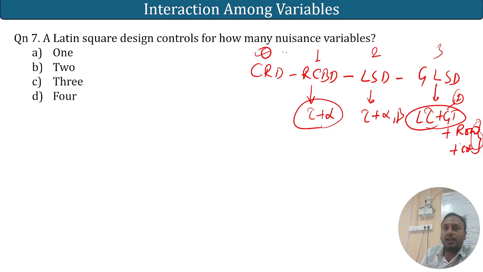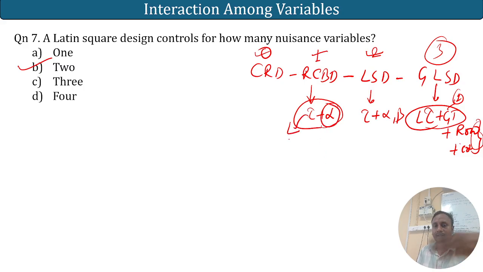So CRD will control 0, RCBD 1, LSD 2, GLSD 3, is it? Yes, sir. So this option will be 2, 3, 2 only. Row and column will count as only one. Treatment is alone. So we are controlling two nuisance factors: one is the row alone, column alone. So two factors we are considering. RCBD, only one nuisance factor.